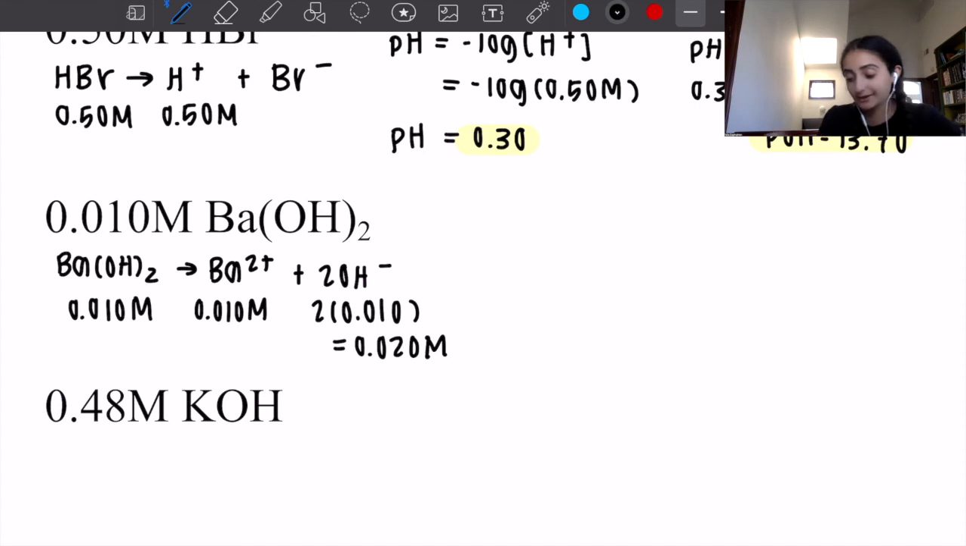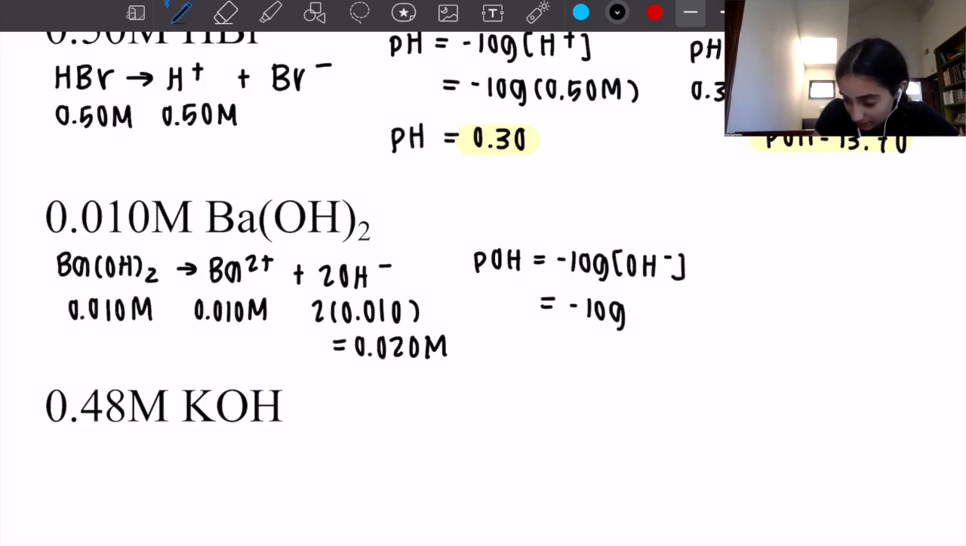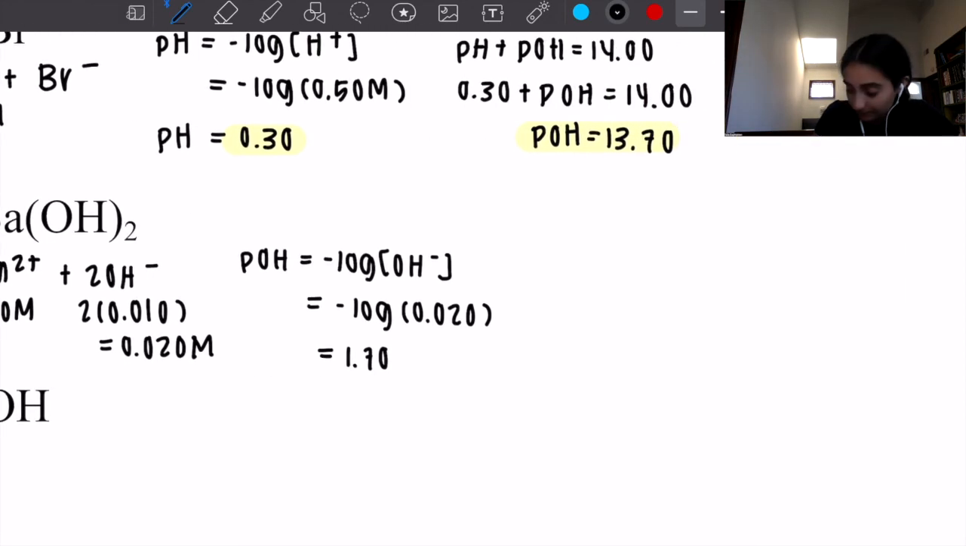So first I'm going to calculate pOH, just because I'm starting with OH. I think it's a little bit easier. So our pOH is going to be the negative log of the concentration of OH minus, which is going to be the negative log of 0.020. And that's, again, 2 sig figs, so my pOH is going to be 1.70.